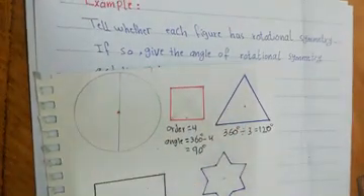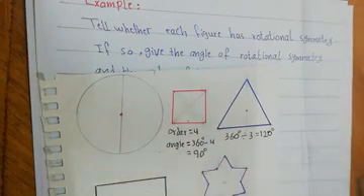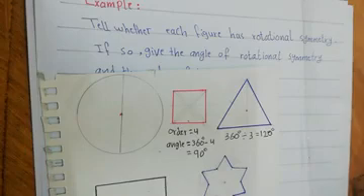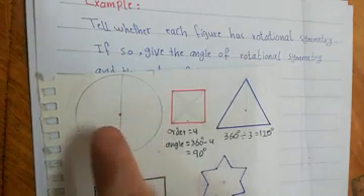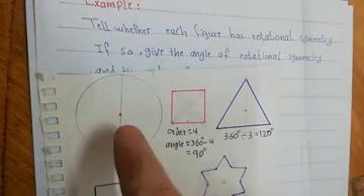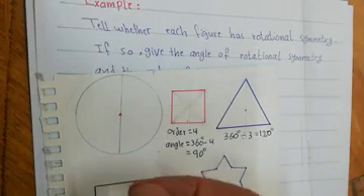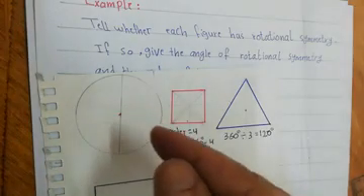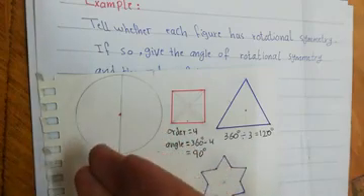What about the circle? Is there a rotational symmetry for the circle or not? What do you think about it? Yes, of course, there is. If you rotate the circle any number of times, even just a little bit of rotation, it will fit itself each time. So there is a rotational symmetry.